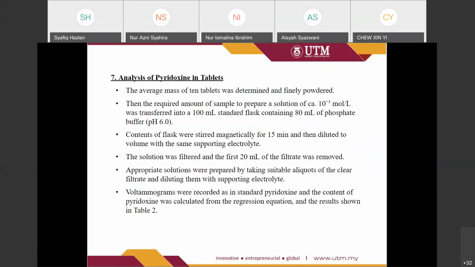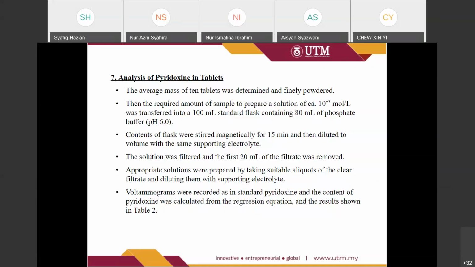So for the analysis of pyridoxine in tablets, the average mass of 10 tablets was determined and finely powdered. Then the required amount of sample to prepare a solution of 10 to the power of negative 3 mole per liter was transferred into a 100 ml standard flask containing 80 ml of phosphate buffer at pH 6. Contents of the flask were then stirred magnetically for 15 minutes and then diluted to volume with the same supporting electrolyte.